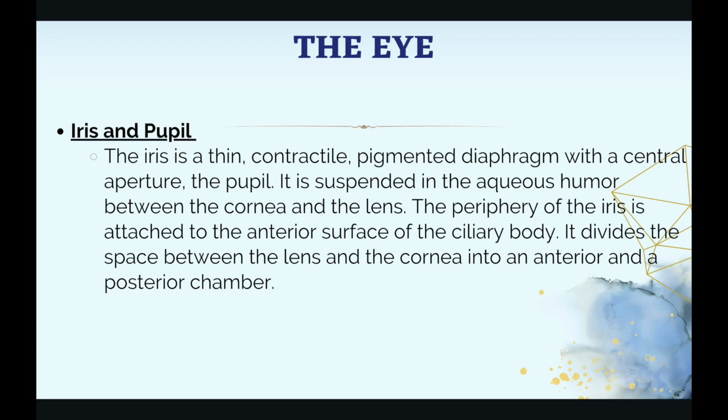The sphincter pupillae constricts the pupil in the presence of bright light and during accommodation. The dilator pupillae dilates the pupil in the presence of light of low intensity or in the presence of excessive sympathetic activity, such as occurs in fright.